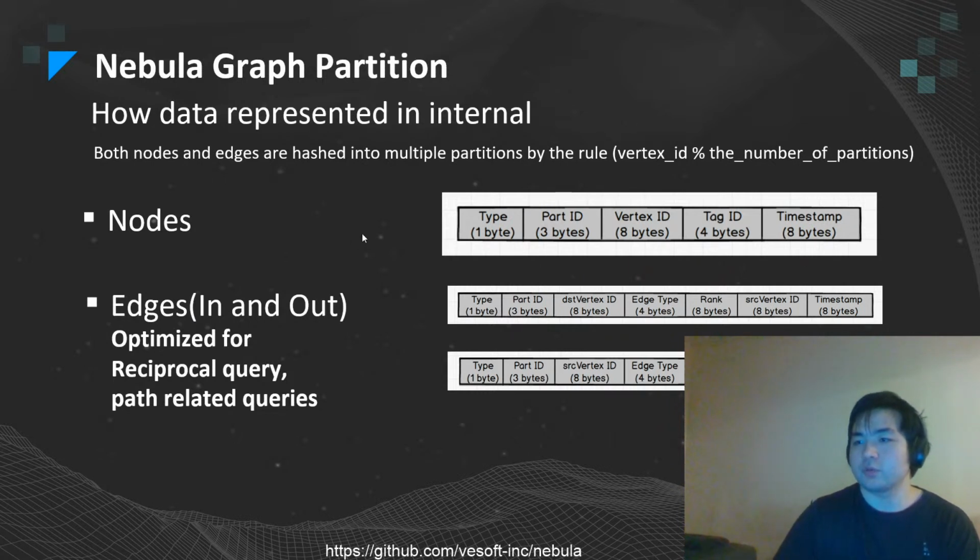Plus, once we create an edge from one node to another, we will automatically create another edge, from the other node to itself. By doing it this way, we can optimize reciprocal queries. So people do not need to worry about their schema designs not suiting reciprocal queries, because Nebula Graph itself will do the reciprocal replication at first.